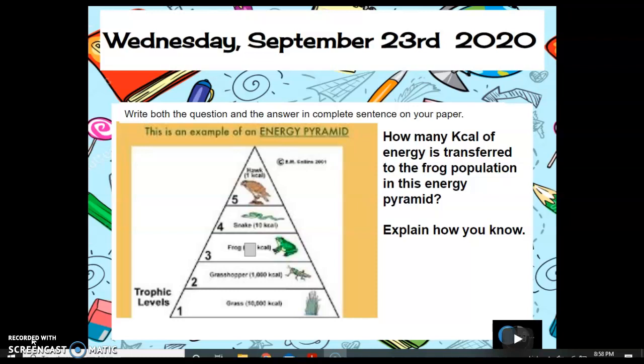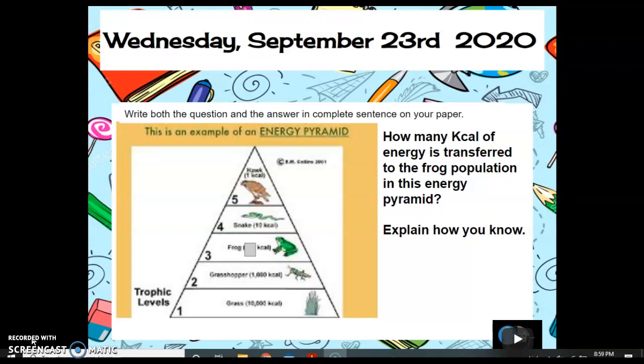This warm up is the warm up we are going to do in class today, and it shows an energy pyramid. It says how many kilocalories of energy is transferred to a frog population in this energy pyramid. And explain how you know. Take a second, pause this, and I'll give you the answers in just a second.